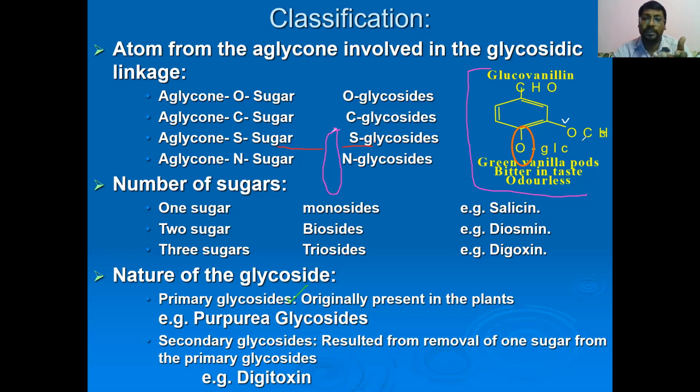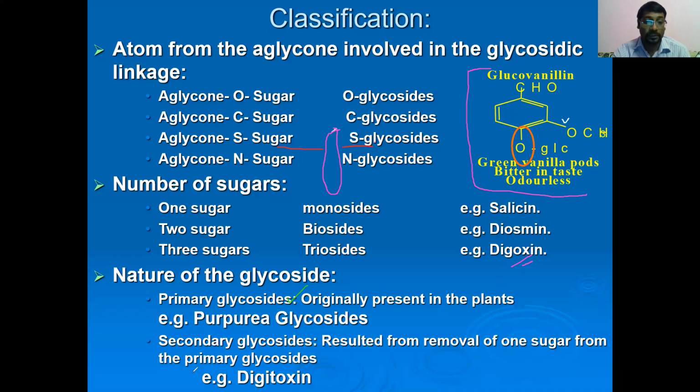Now, if only one sugar is present, as you can see over here, then we call it a monosaccharide. Another example is salicin, which is present in salix bark, and only one sugar portion is present. If two sugar portions are present, we have the example of diosmin. If three sugars are present, this is the most significant compound which we use in various heart problems like CHF, congestive heart failure, ischemic heart failure, when the heart is not able to give proper cardiac output. In those cases we use digoxin. Digitalis is digoxin, which has three sugar molecules.